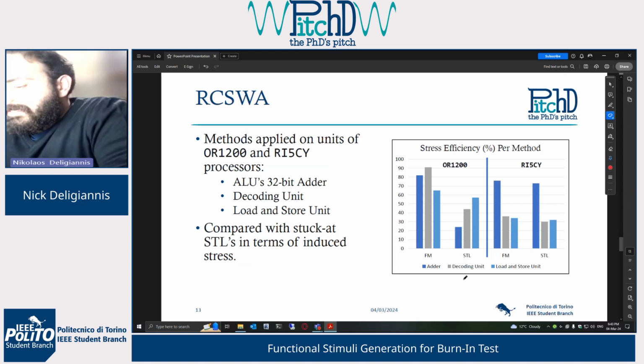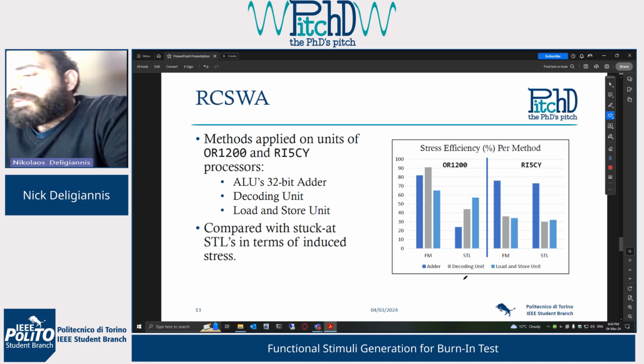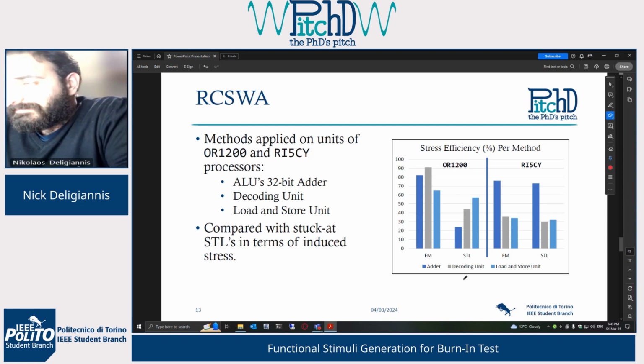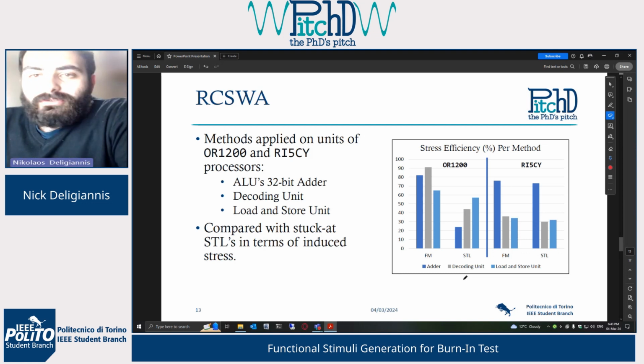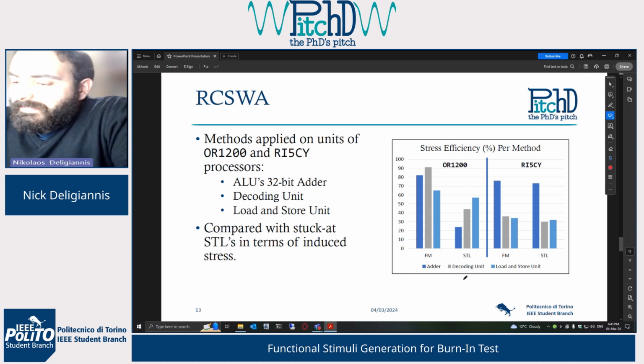For the first metric, the repeatable constant switching activity maximization, we have applied the method on two RISC processors, the OR1200 and the RISC-V Ibex processor. As stress targets, we used the ALU's 32-bit adder, the decoding unit, and the load store unit. To have a baseline comparison, we have performed profiling simulation on a test program or software test library, STL is the abbreviation. On that profiling, we identified the pair of instructions that cause the maximum switching for each of the stress targets that we have considered.